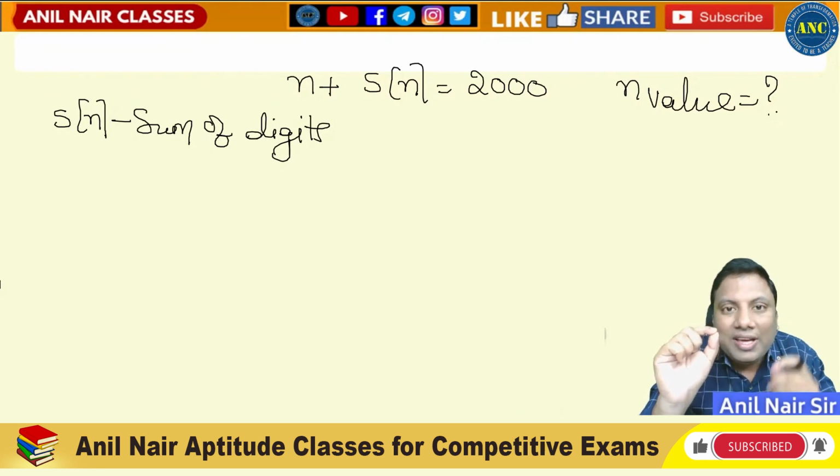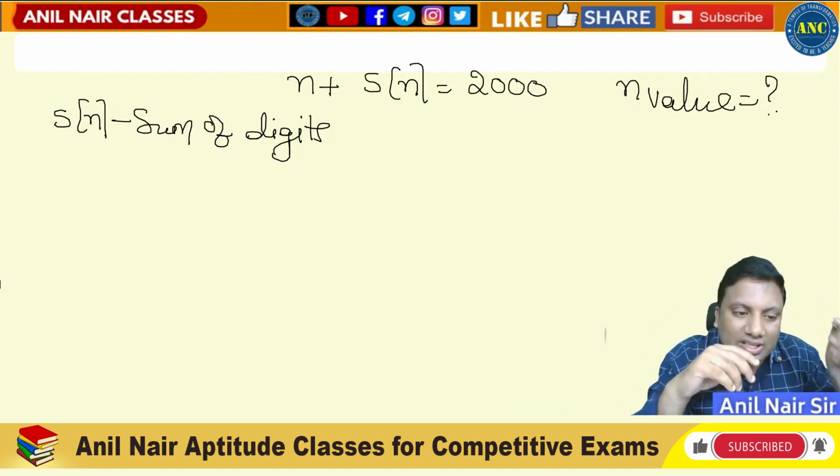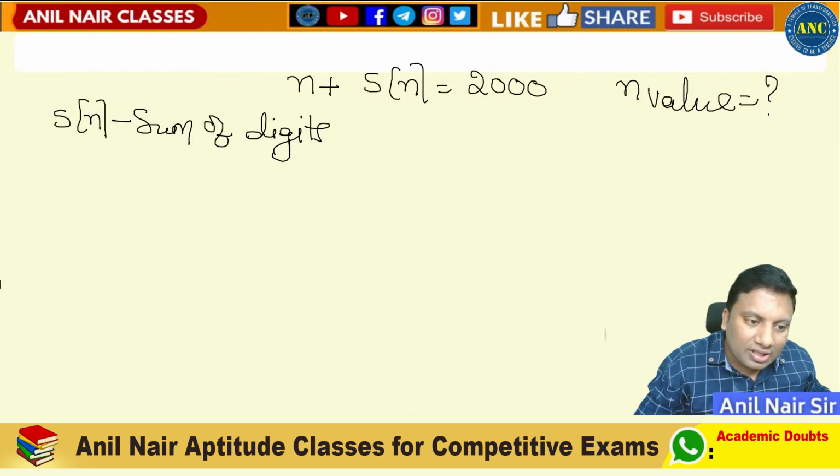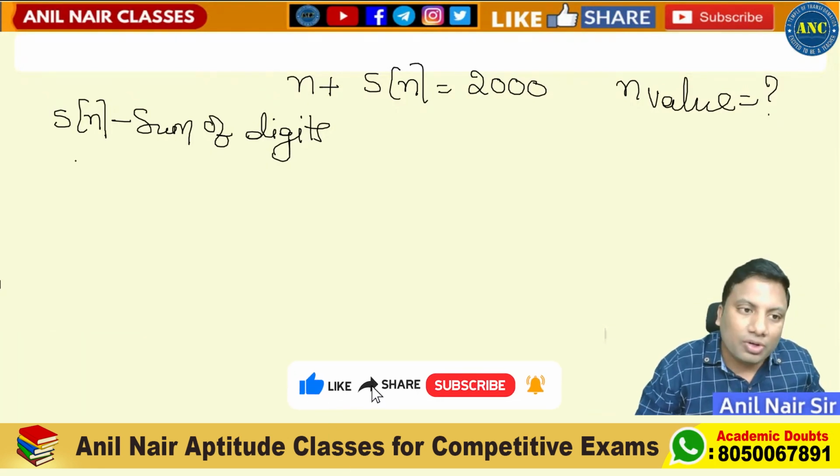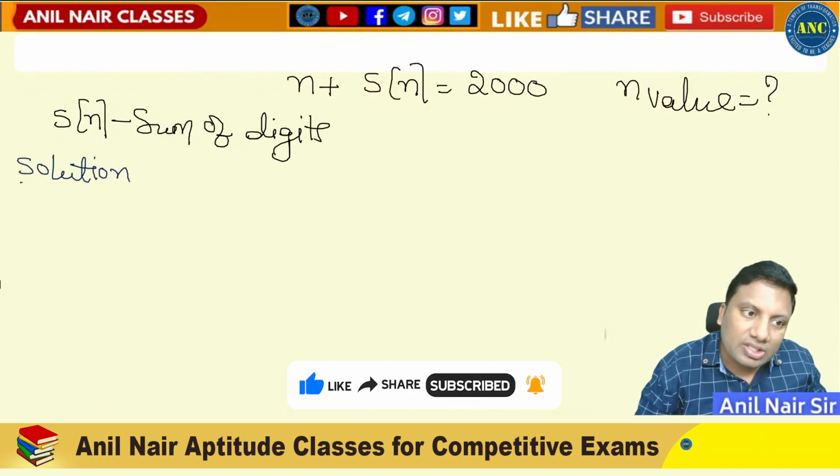What is S of n? S of n is the sum of the digits. Now listen carefully. Very, very good question. Solution. We will do it step by step.